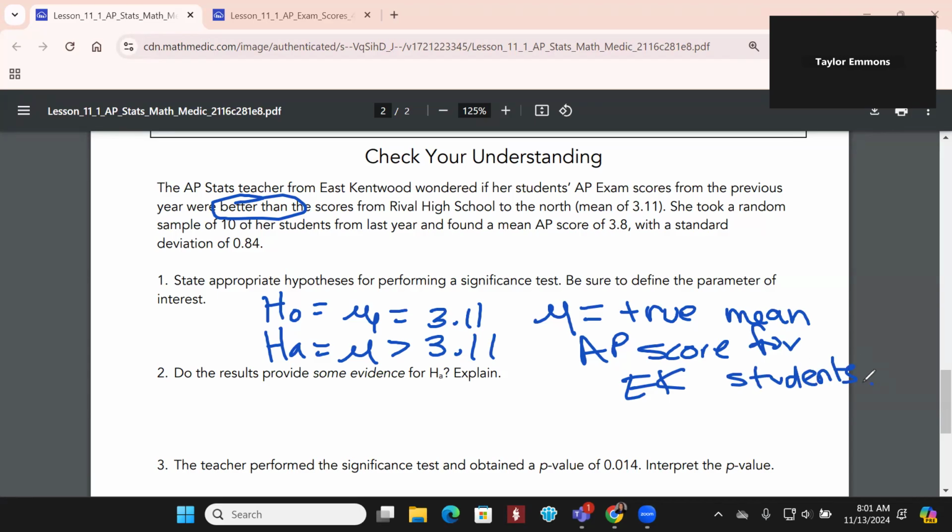Do the results provide some evidence for the alternative? Explain. Why? Because 3.8 is greater than 3.11. That is not true.